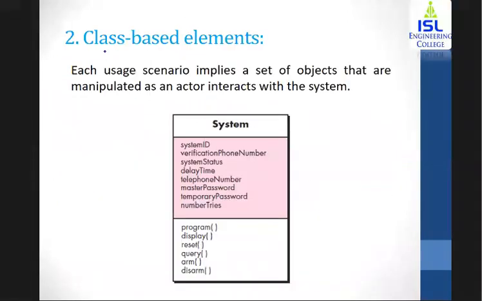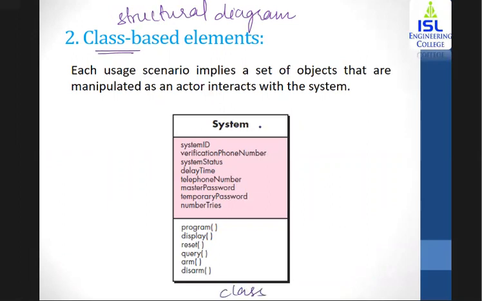Now moving on to the second type of analysis model element, that is called your class-based elements. We have studied that class-based element. What type of UML diagram is this? This is a structural diagram. That is, it is going to tell you the structure of a system. Within this class diagram, you're going to make use of the class. Now this is a class.